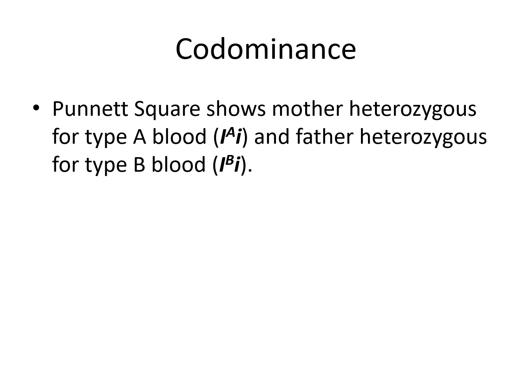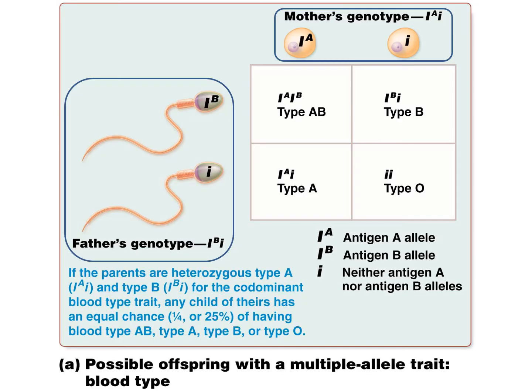So let's look at an example of codominance. We'll do the Punnett Square again, and we'll show a mother that's heterozygous for blood type A, meaning that she has one allele that's I A and little i. And the father is heterozygous for blood type B. He has I B and little i. Here we have the different alleles that can be expressed in the mother's ova, I A and little i, and here are the alleles that can be expressed in the sperm of the father, I B and little i. These are the possible alleles they can give to their children.